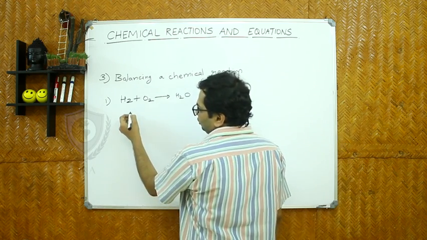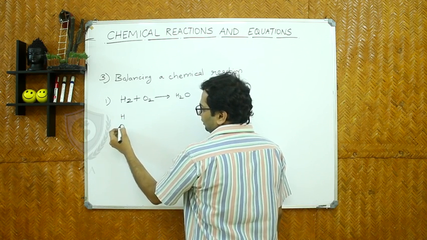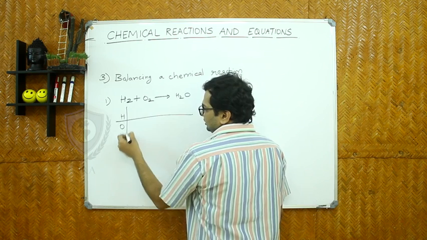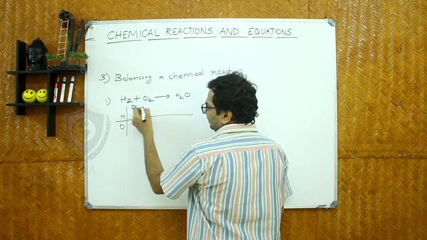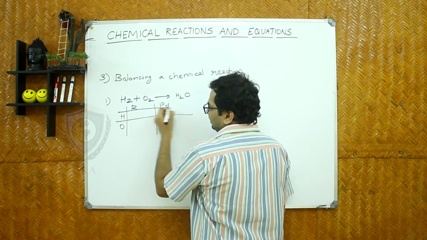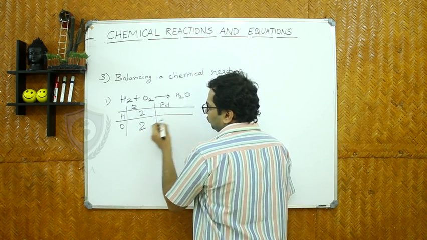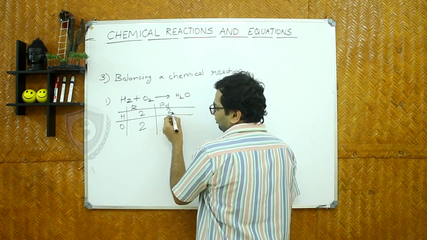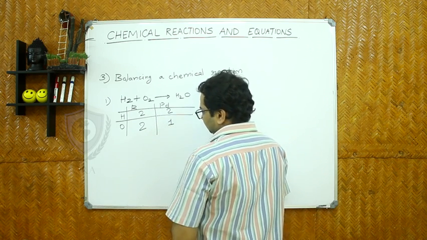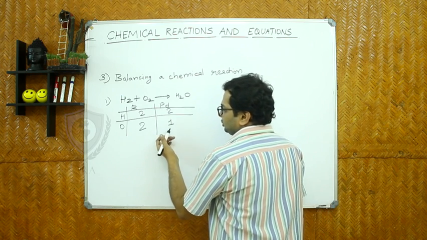So how many hydrogen you have? You have 2 hydrogen. Let's call reactant as R and product as P. And let's see how many atoms are there. Here you have 2, here you have 2, here you have 2, but here you have 1. So now what do we do? This is the only part where it is not balanced.